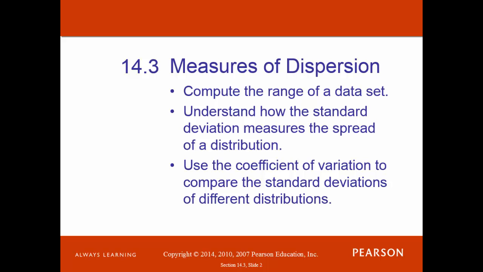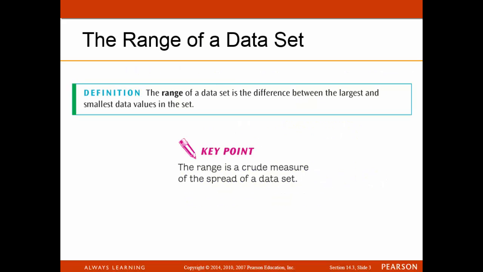In the previous section, we spoke about the measures of central tendency, and that, of course, was the mean, median, and the mode. In this section, we're going to be talking about the range, which is simply the largest minus the smallest value in the data set. And then we're going to be talking about the standard deviation and how the standard deviation measures a spread of a distribution. And then the last thing is we're going to talk about the coefficient of variation, and this is used to compare standard deviations for different distributions.